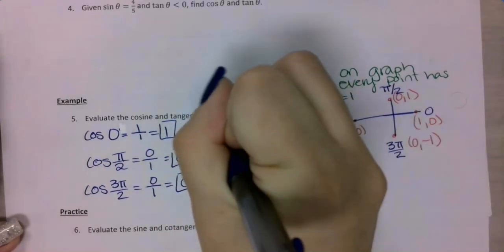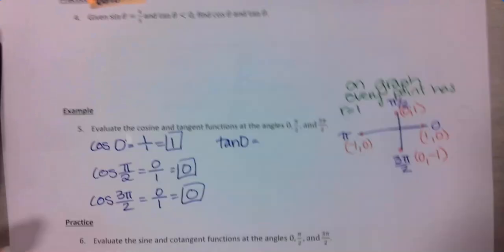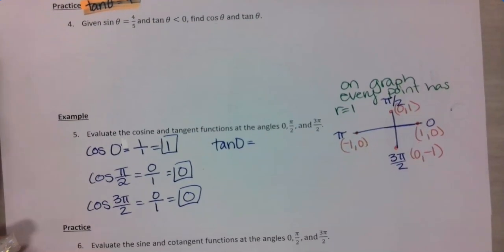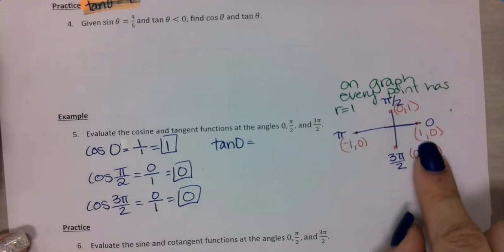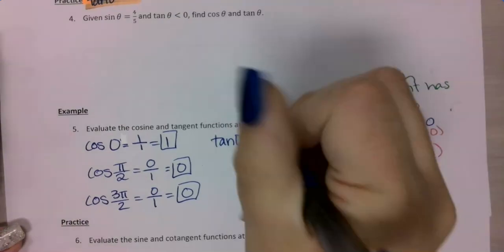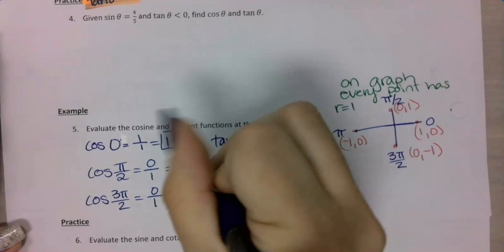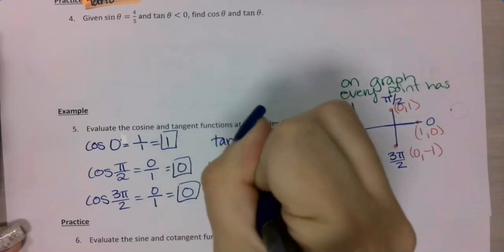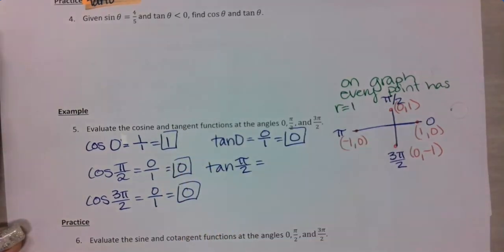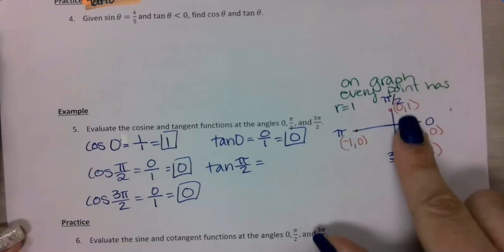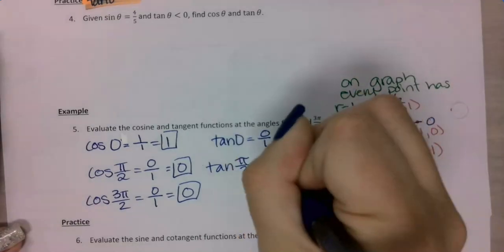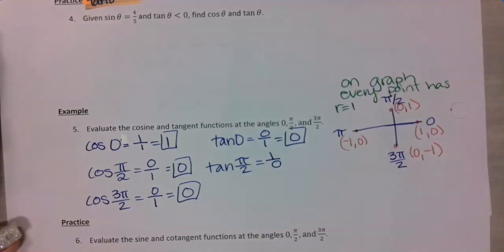Then it also wanted me to do the same thing for tangent. Tangent is y over x. So at 0, what's my y value? And x? That gets me 0. Then I'm going to do the same thing for tangent of pi halves. So what's my y value at pi halves? And my x value? 1 divided by 0? Undefined.